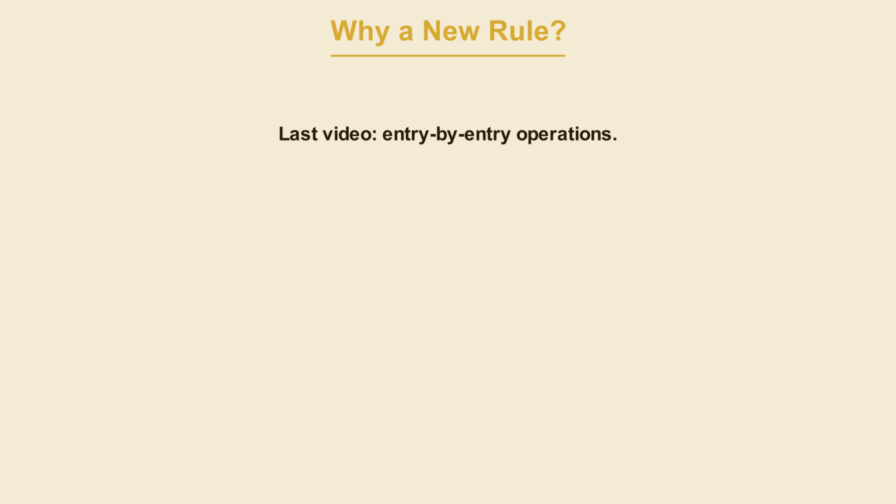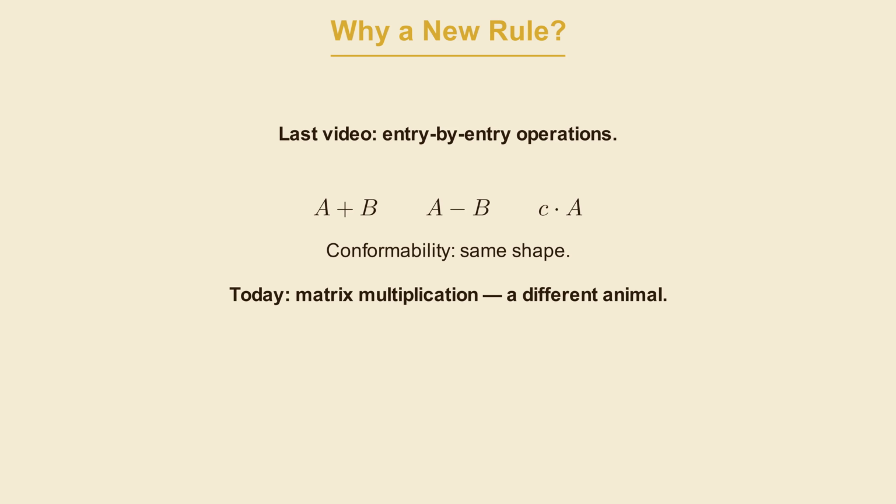Last video we covered matrix addition, subtraction, and scalar multiplication. Those were entry-by-entry operations with a simple conformability requirement. Today we move to matrix multiplication, which is a different animal. The rule for multiplying two matrices doesn't work entry by entry. It works on rows from the first matrix and columns from the second. And the conformability requirement is more specific.